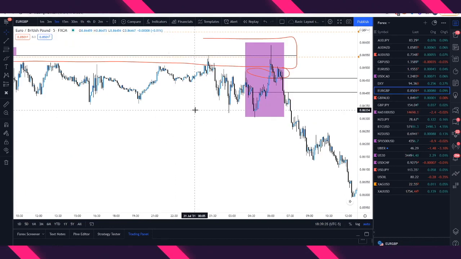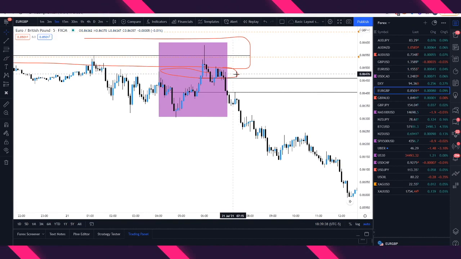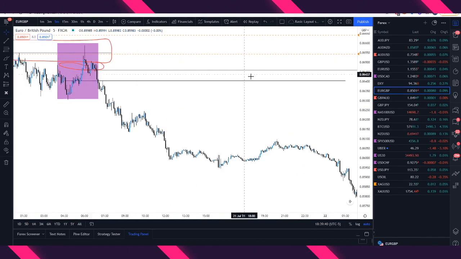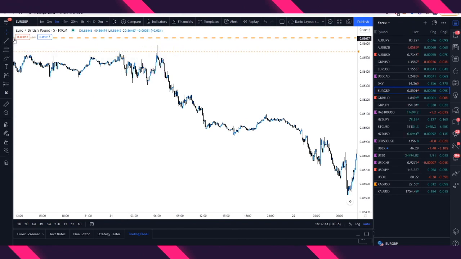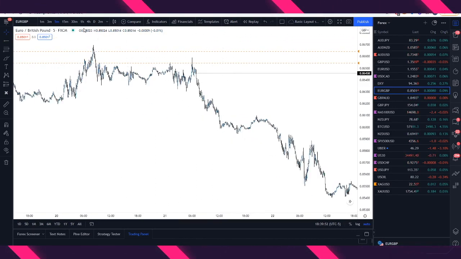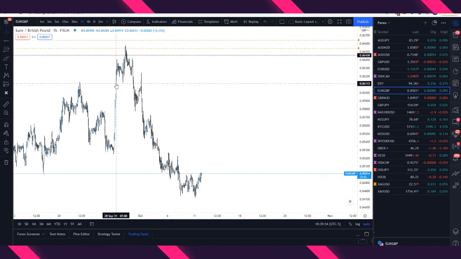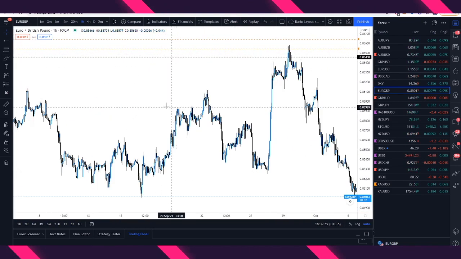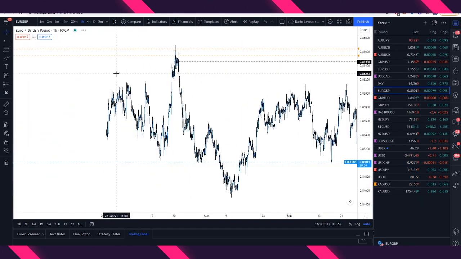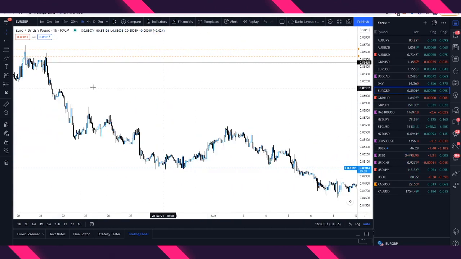As you can see, it's all pretty efficient. So this is the area. I'm going to delete all this so we can mark it. This is the area where that imbalance is. This is where it's open on this time frame. So we have that marked, and I will go and mark that candle as well.